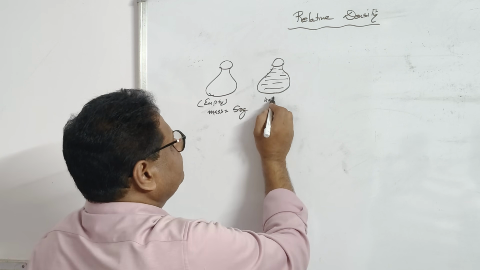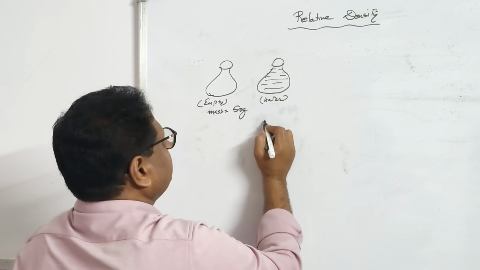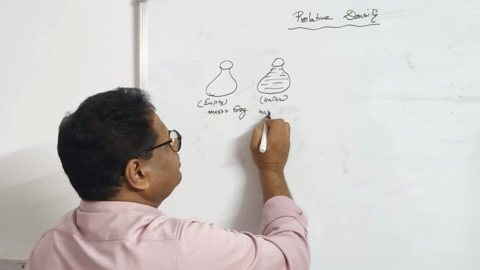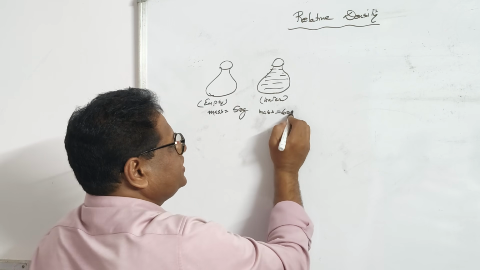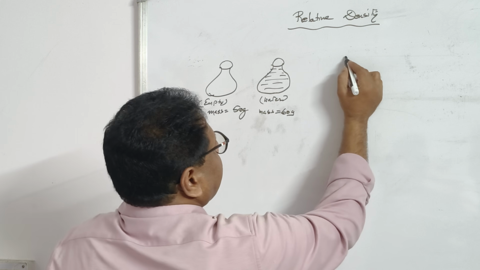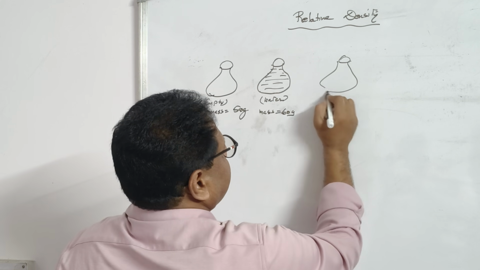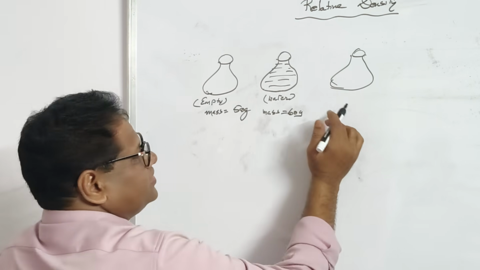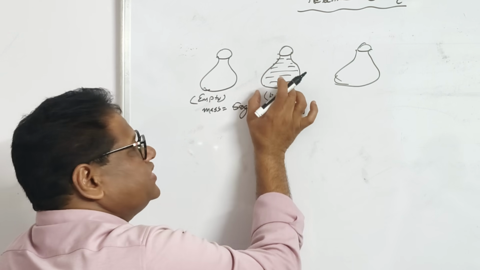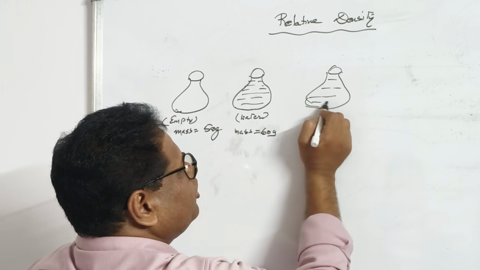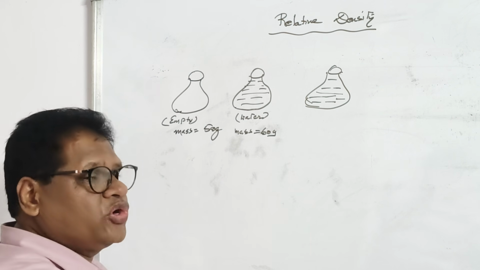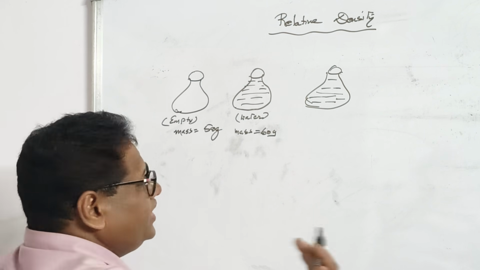This is water, and the mass of this bottle filled with water is recorded as, suppose, 60 gram. And a third bottle is the same as this. That means you are emptying this, replacing the liquid water by a liquid X. That liquid could be anything excepting water. It could be alcohol, benzene, anything.